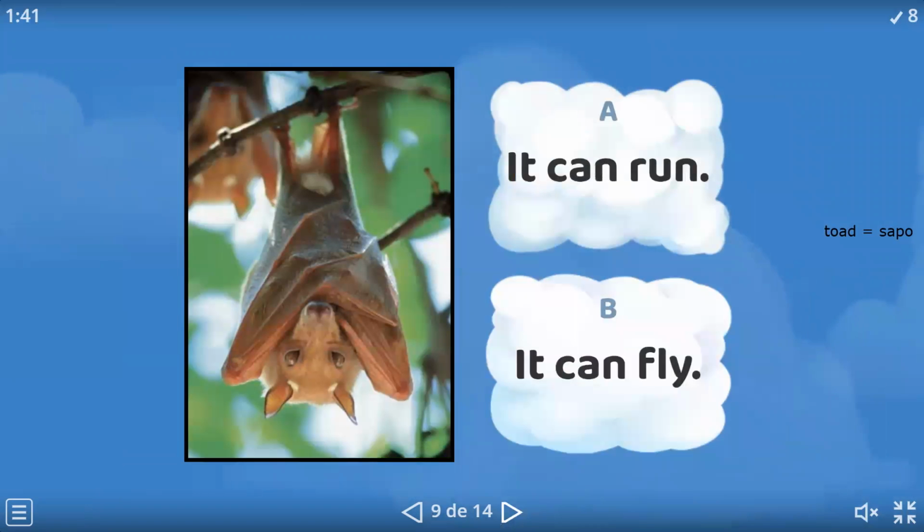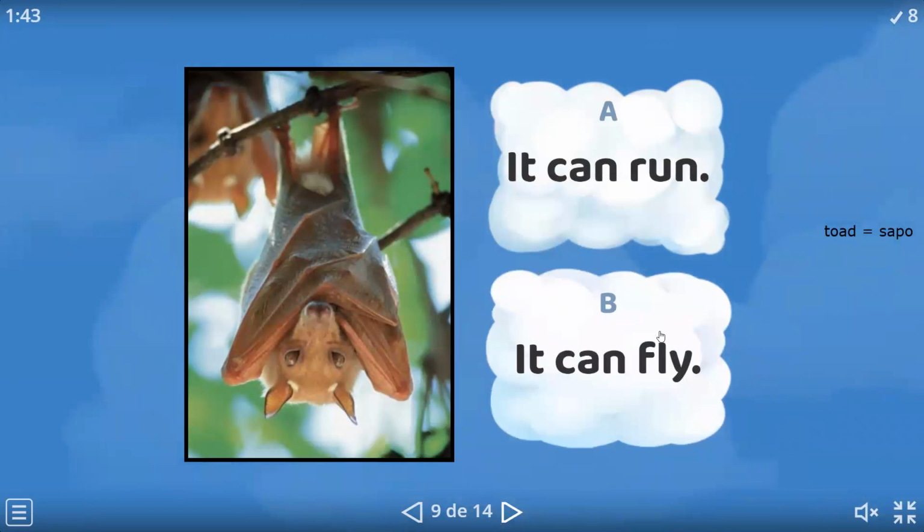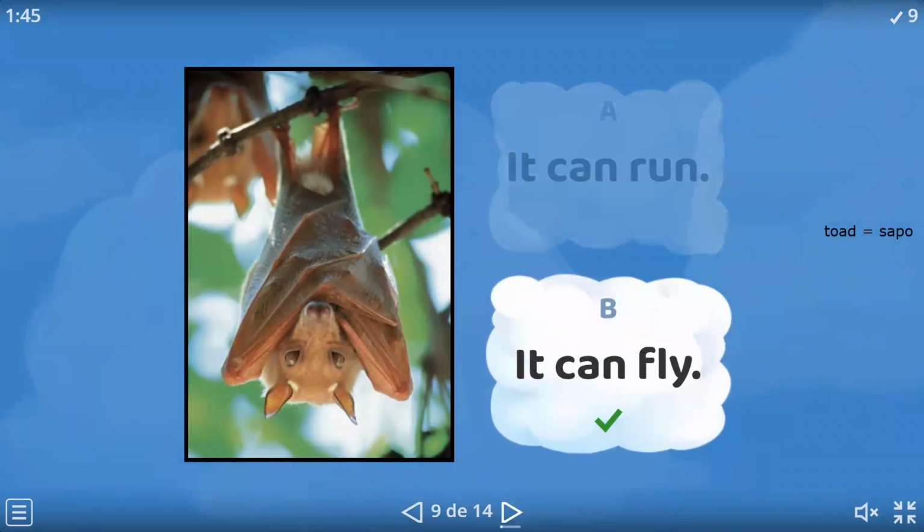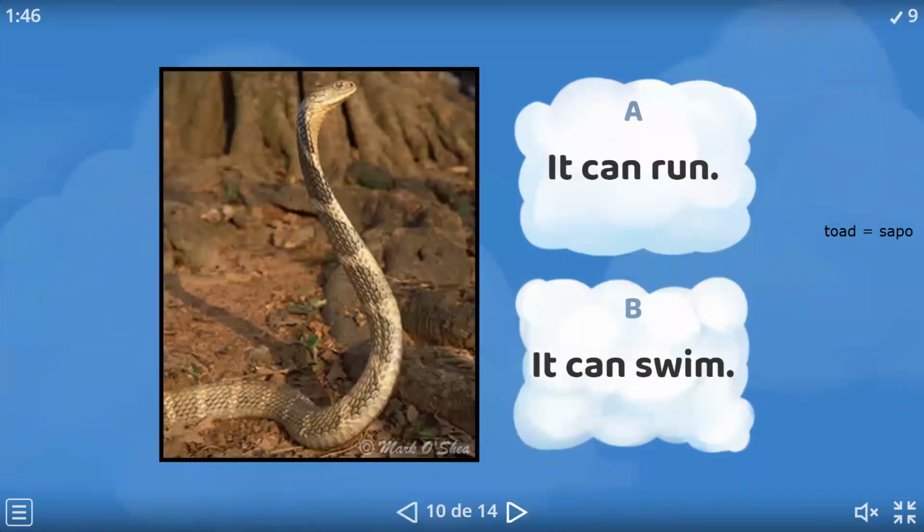What about this? It can fly. And the name? Bat. Yes, exactly. That's why Batman is called Batman. Porque es el hombre murciélago.